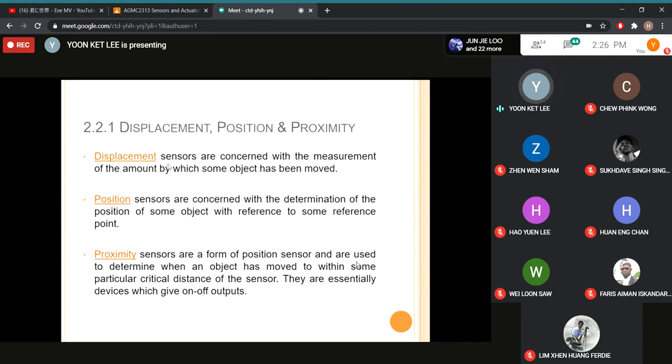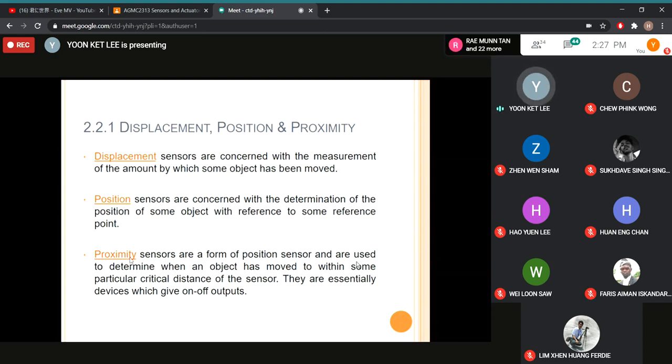Here is a rectangle. And then the third one will be proximity. Proximity sensors are a form of position sensor and are used to determine when an object moves to within some particular critical distance of the sensor. They are essentially devices which give an on or off output. Actually, proximity means you use the sensor to detect an object, whether this object is there or not.